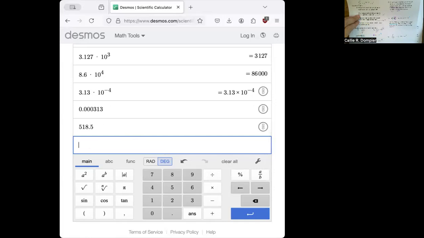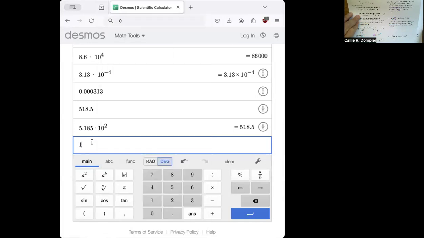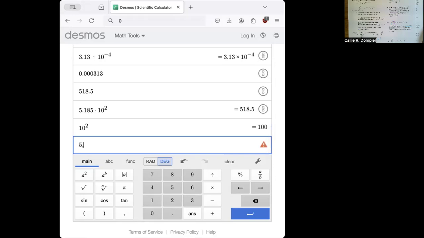518.5, and then we have 5.185 times 10 to the second power. What is 10 to the second power? That took way too long to just tell you it's 100, right? So we're just taking 5.185 and multiplying it by 100. 5.185 times 100. It's 518.5.